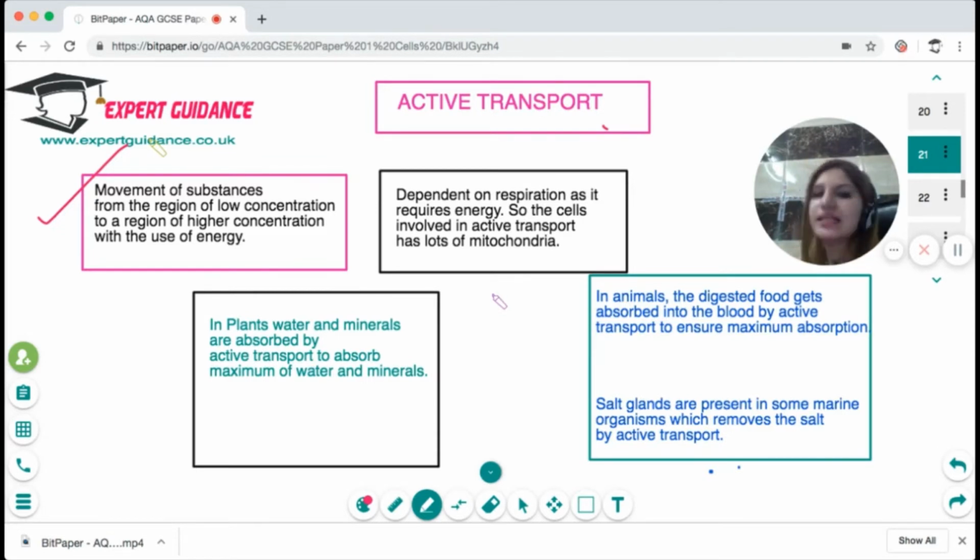In plants, active transport takes place in the roots, where water and minerals need to be absorbed against the concentration gradient so that maximum water and minerals can enter the plant root. And in animals, at times the digested food, even after proper diffusion, needs to be absorbed more so that maximum absorption takes place. So there active transport plays a role. And in some marine organisms, a lot of salt develops in their body, so they expel that excess salt by the salt glands, which work by active transport.